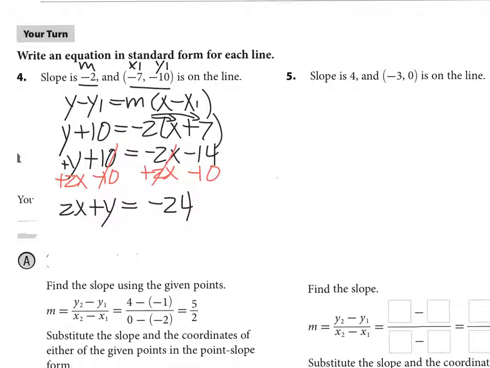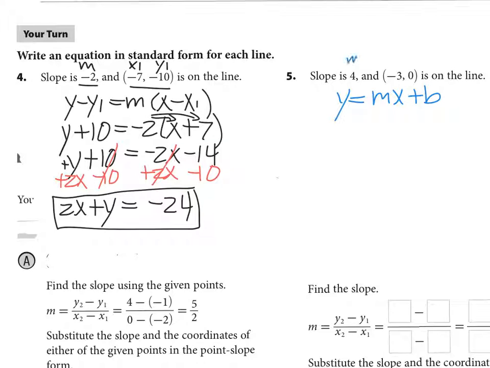So, things to point out: my x term, my a, is positive, and I have no fractions or decimals. So that is in standard form. All right, let's do this next one a little differently. Let's start this one in slope-intercept form, y equals mx plus b.